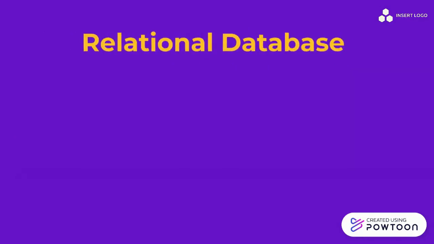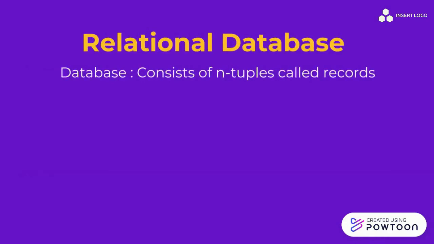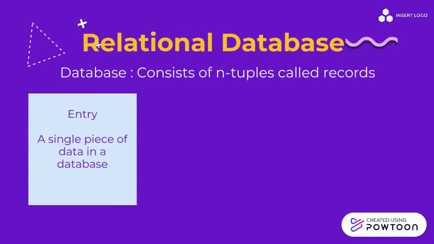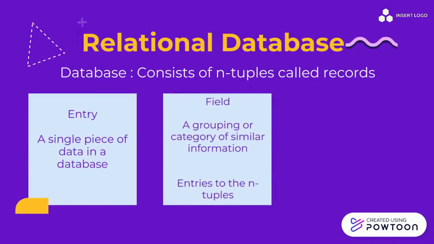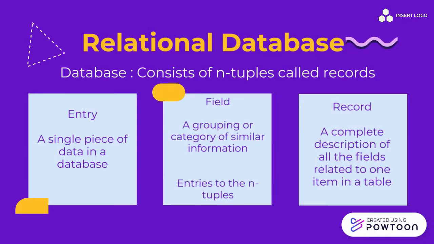A relational database consists of n-tuples called records. An entry is a single piece of data in a database. A field is a grouping or category of similar information, entries to the n-tuples. A record is a complete description of all the fields related to one item in a table.